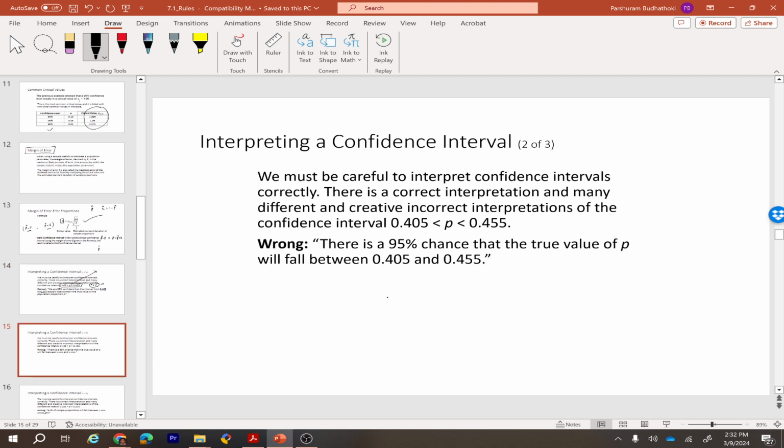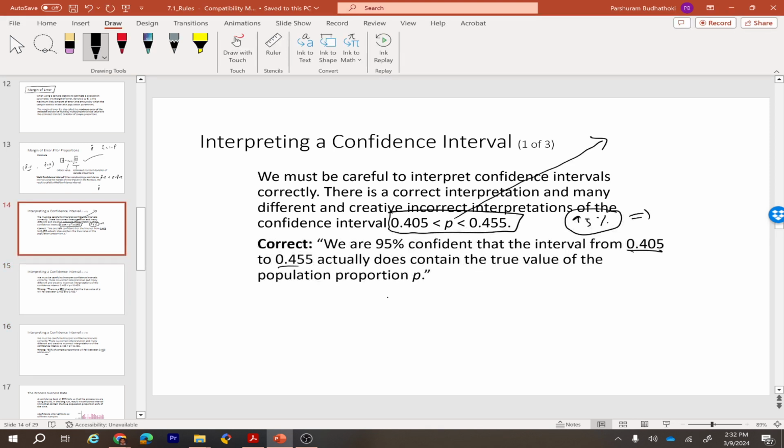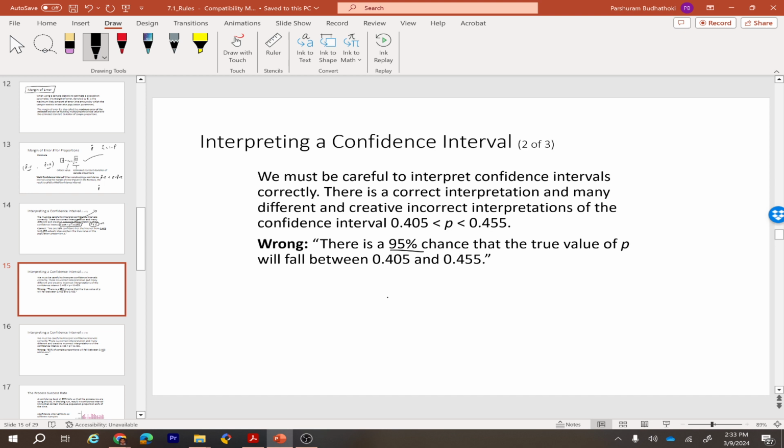Do not interpret that thing like a chance. That 95% confidence level is not a chance. Do not say that 95% sample proportion will fall between these two. So there are some wrong interpretations as well. Always keep in mind the right interpretation is whenever you have a given confidence level with the percentage, we are that much confident that our value for the population proportion lies between these two values, in that confidence interval.